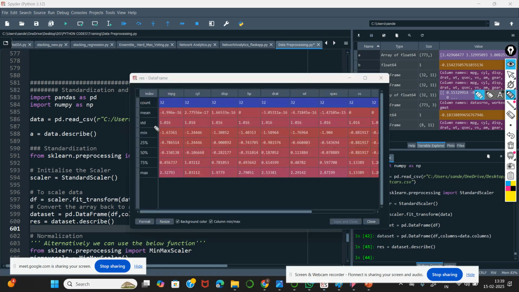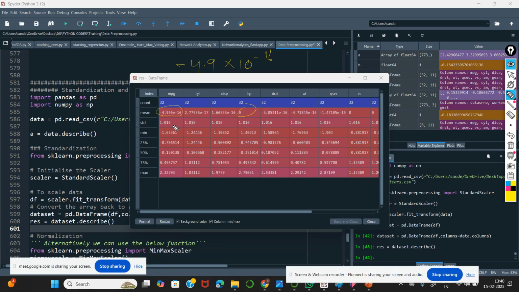See here, as I told you, standard deviation is 1 and mean is 0. You should not say, sir, the mean 0 is not written. This is nothing but minus 4.9 into 10 to the power minus 16. E minus 16 means 10 to the power minus 16, which means 0.0000000000049, fifteen 0s and then 49 comes, so it is 0. So all these things are 0, and for each column it has made the mean value 0.